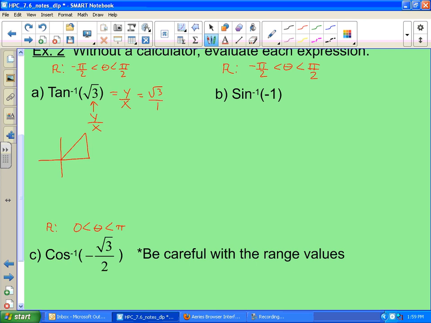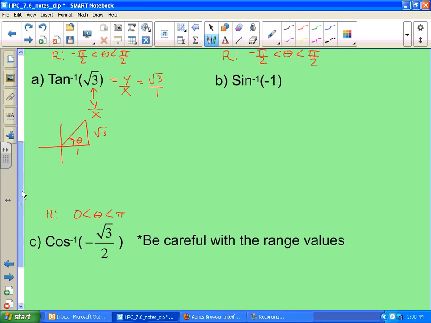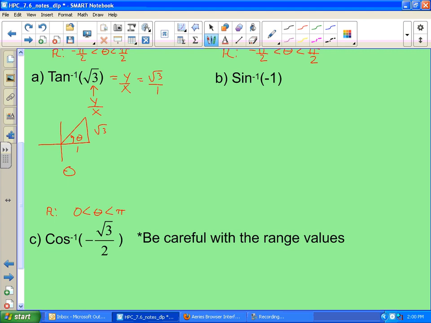So my y is a root 3, my x is a 1. This is the theta that we are finding. What is that angle? Well, hopefully you're going to recognize the sides of 1 and root 3, and you're going to know what triangle that comes from. 30, 60, 90. Very good. What is the angle across from a root 3 side? 60. There's my answer. Without a calculator, we found that the angle across from a root 3 side has to be 60 degrees.